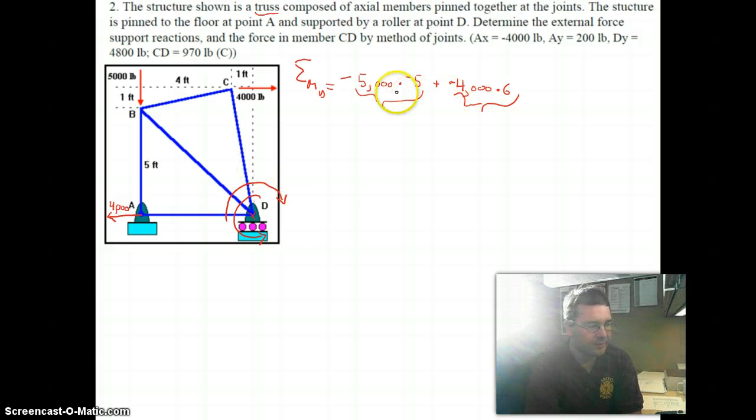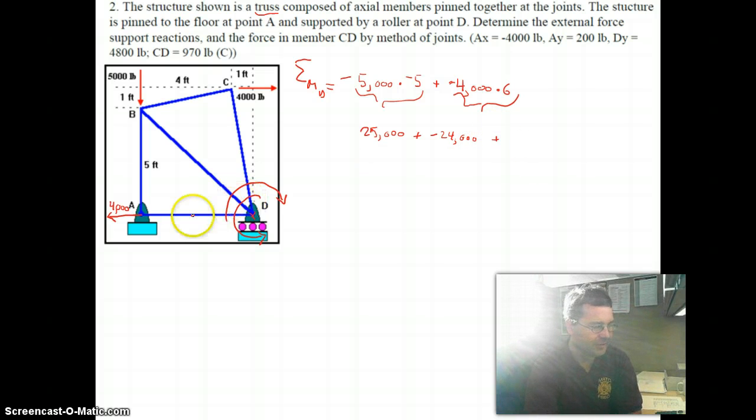Now, let's crunch the numbers once. The first moment is 25,000 pound-feet in the counterclockwise direction, so it's expressed as a positive number. The second number here is negative 24,000 foot-pounds, and again the fact that it's a negative number indicates clockwise direction. Well, you can see that these don't cancel out.